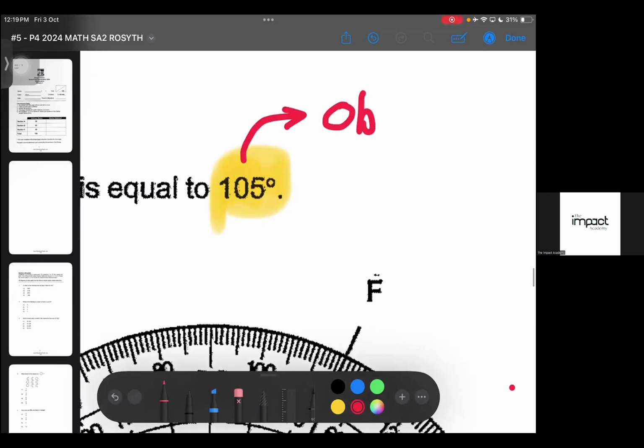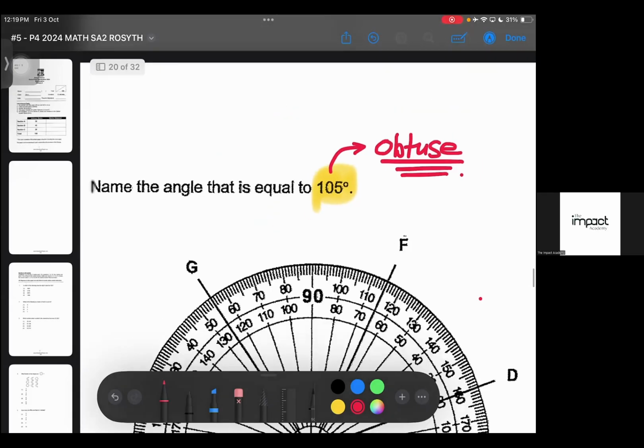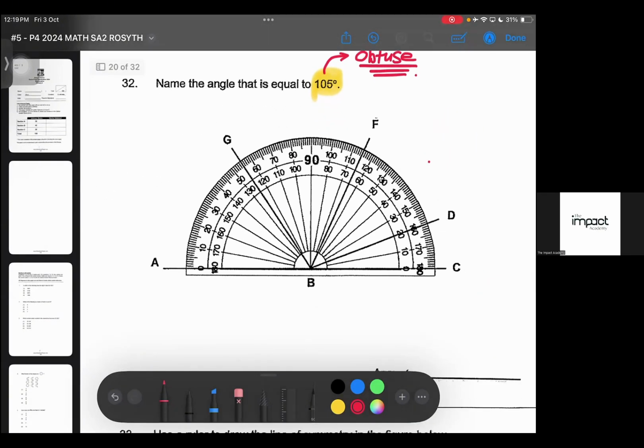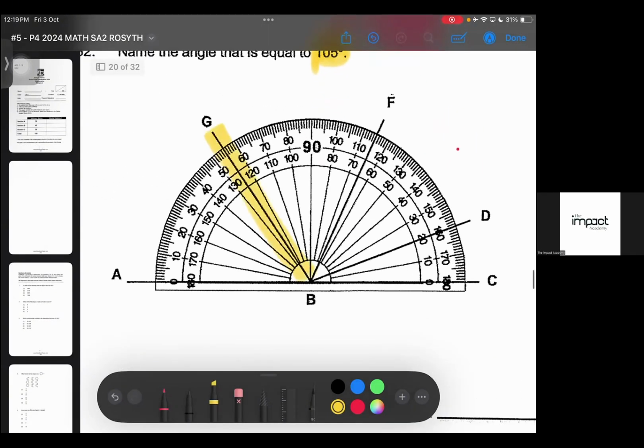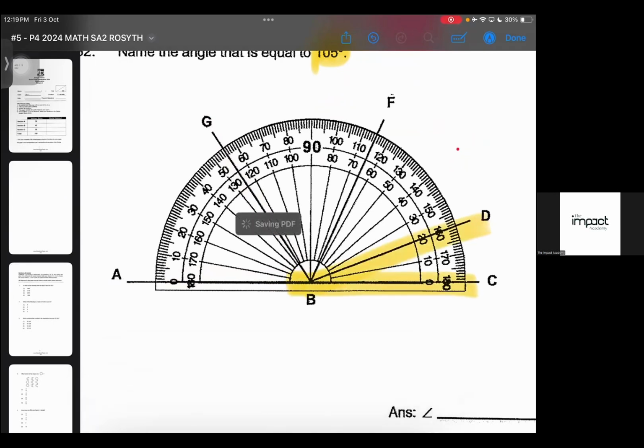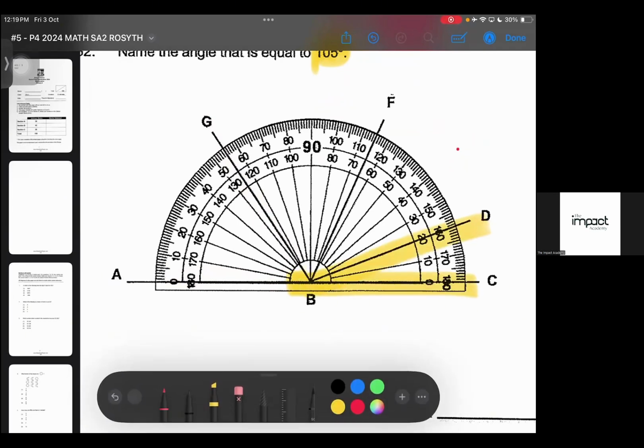105 will definitely be obtuse. Agree or disagree? 100% obtuse, right? So you look at this itself. It cannot be A, B, G. Or A, C, B, G, cannot be. And it cannot be C, B, F. Cannot be this because this is too small, right? So it can only be A, B, F or A, B, D.